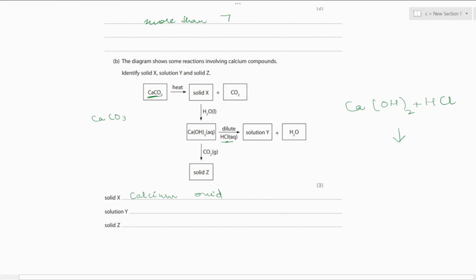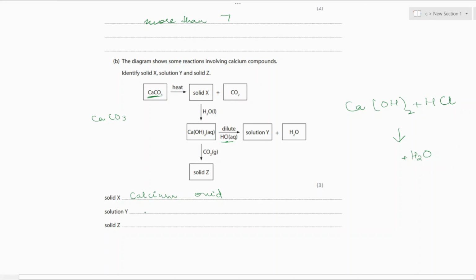This is alkali and acid. What is produced by the reaction of alkali and an acid? What salt would be produced? What would be the name of the salt? Good. Calcium chloride. So you can write the name, you can write the formula.